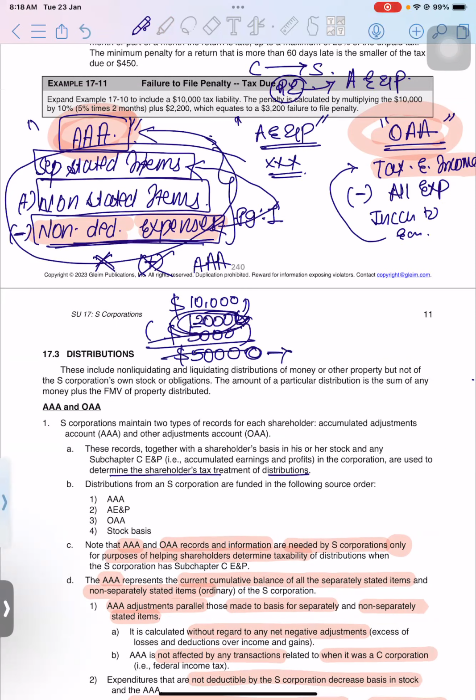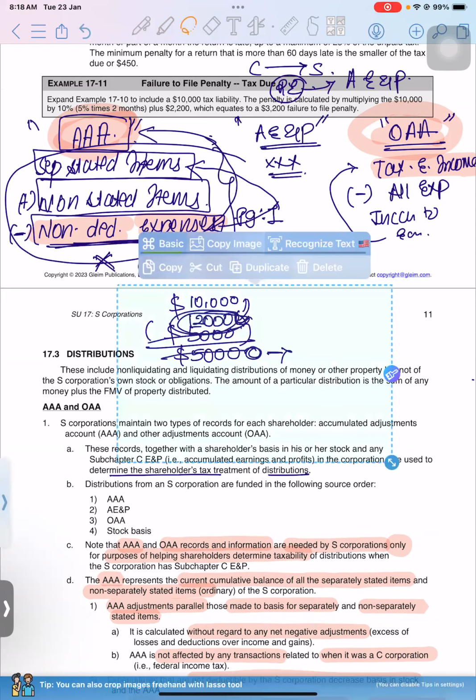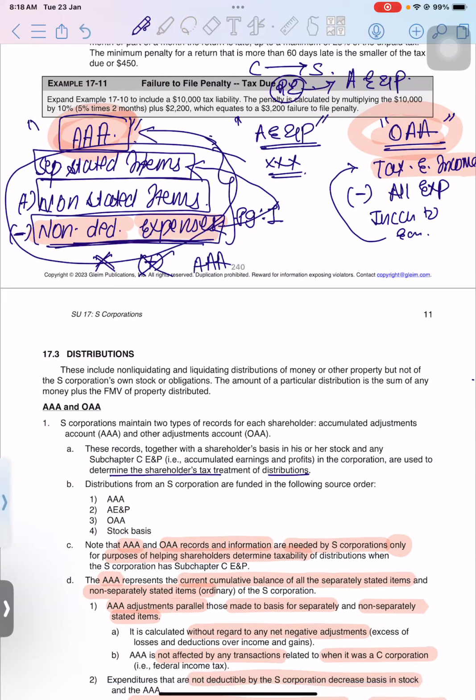This is the main difference, which we used to get confused about in practical life, right? The AAA balance can go negative if it is due to the other items, that is separately stated incomes, expenses, non-separately stated incomes, expenses, non-deductible expenses. Due to these, it can go negative, yes. But if it's positive and you made an excess distribution, this cannot go below zero. It will be shown as zero only.